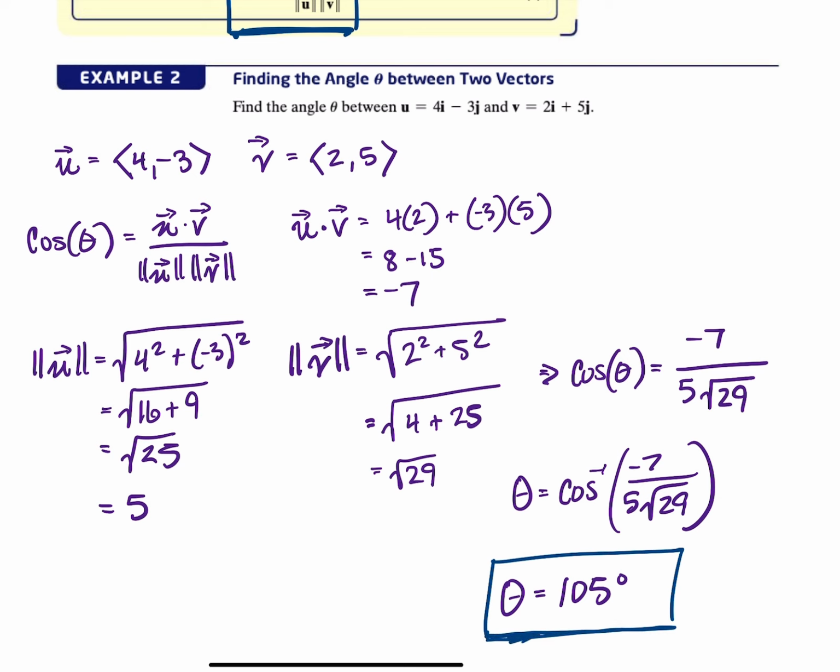So if you're asked to find the angle between vectors, we'll use this formula. So we need to first find the dot product and then their magnitudes. So we plug that in here, and then take the inverse cosine of our result, and that will give us our angle.